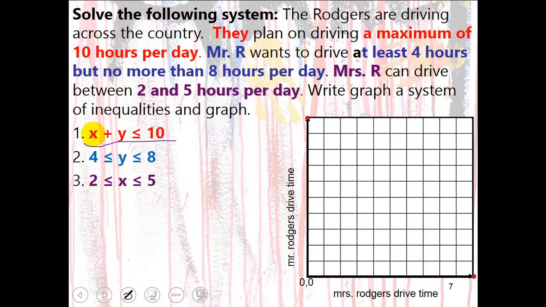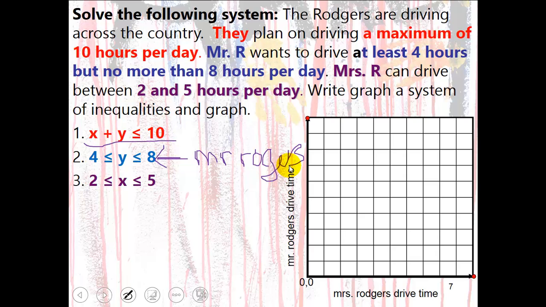All right? Then it says Mr. Rogers wants to drive at least 4 hours, so it could be 4, could be more, but no more than 8 hours. So he doesn't want to drive any more than 8, so it could be 8 and less than 8. That's how we got this one right here. Okay? This is Mr. Rogers.